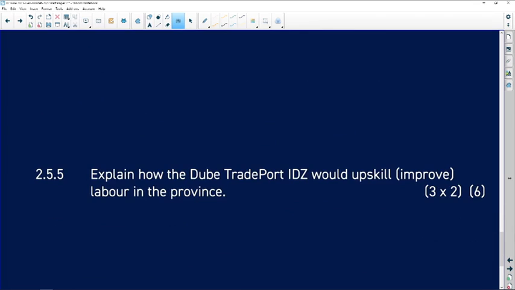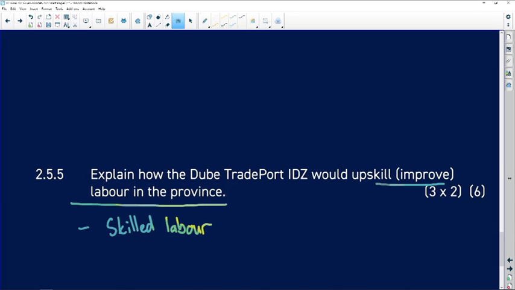Explain how the Dube Trade Port IDZ will upskill and improve labour in the province. Okay, first and foremost, it can lead to skilled labour sets. So we're going to have more people that are qualified to be able to do jobs in this development initiative. So it might take, for instance, graduation programs that might lead to employment opportunities a little bit later. So skilled labour is going to increase.